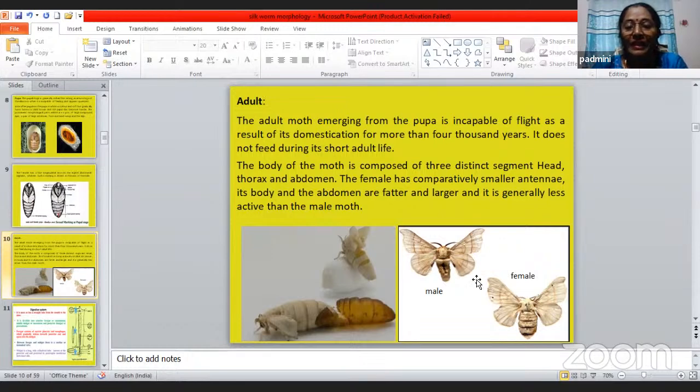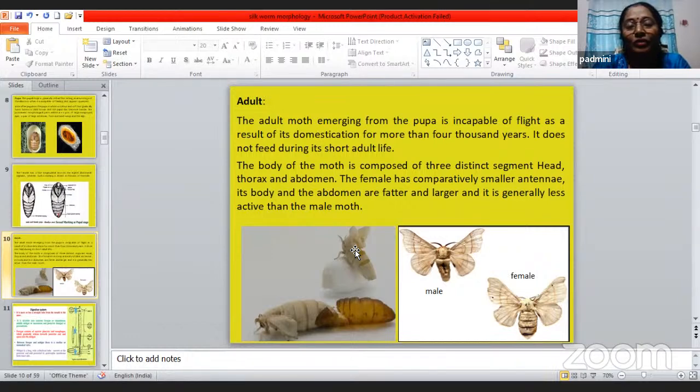And these are unable to fly. They don't fly at all. As you can see, the wings are very small. This is only a diagram, but if you look at the real pictures of the moth, the wings are very small. Why? Because over the years they were domesticated for the culture of silk, silkworm culturing, they never had to fly in the wild. So they almost forgot flying, you can say. So they don't fly much.